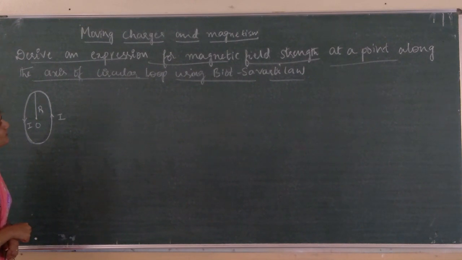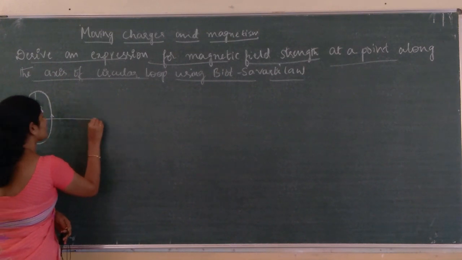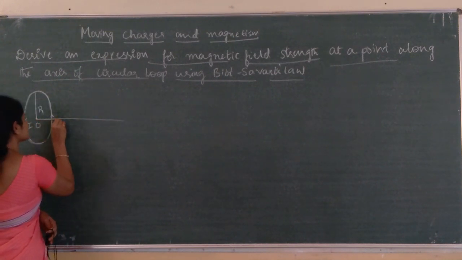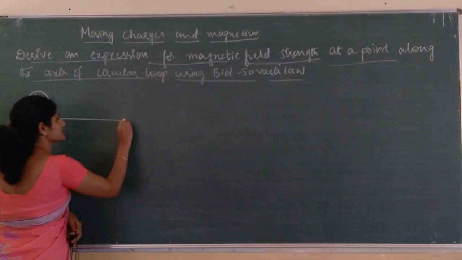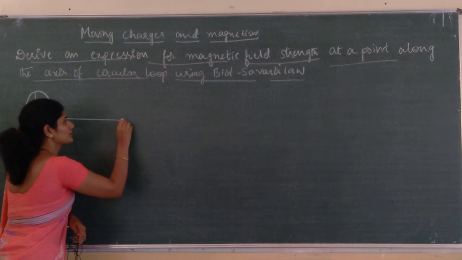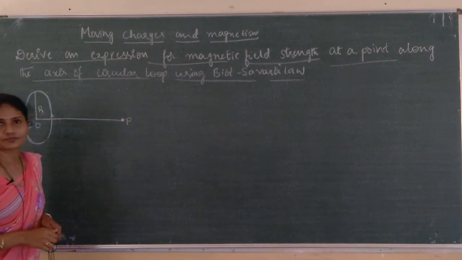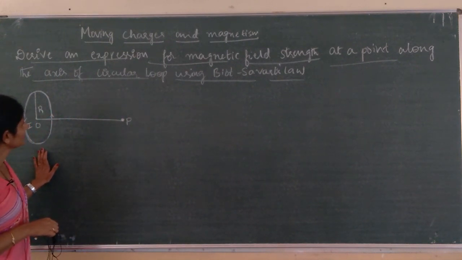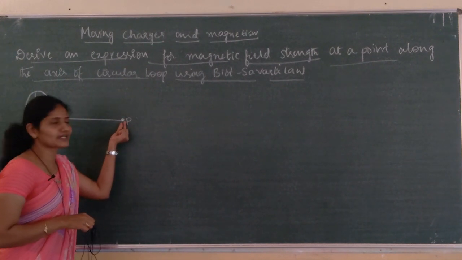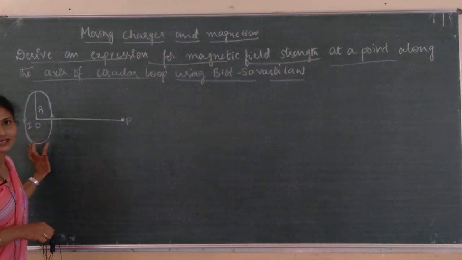Now let us see what is the expression for the strength of the magnetic field at a point along the axis of the loop. So this is the axis. Along this axis, at some point, I will denote a point P along the axis of the circular loop. So this is point P. Now we have to see what is the strength of the magnetic field at this point due to this current carrying loop.